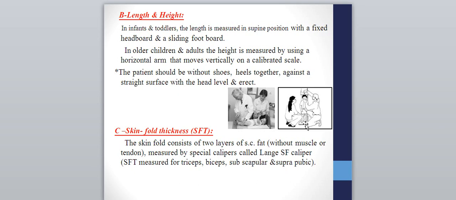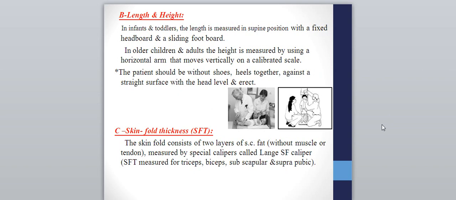The leg here is fixed and we can move this part up and down on this scaled and calibrated scale, while for a young patient the upper part of the head is fixed and we can move this part at the inside or at the leg side. The patient should be without shoes, heels together and against a straight surface with the head level and erect, for children about 3 years of age.